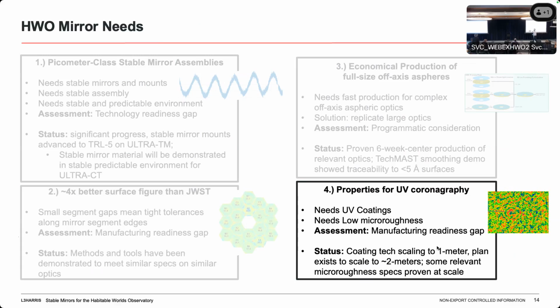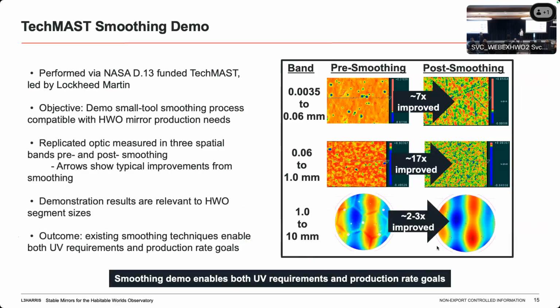But this last item is the smoothing that we've done on TechMAS. We've been showing that, yes, we can make smooth enough surfaces. Yes, our processes are traceable to do that, getting down to single digit angstroms.